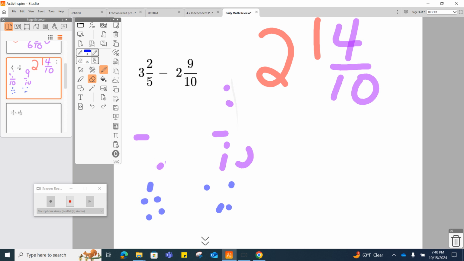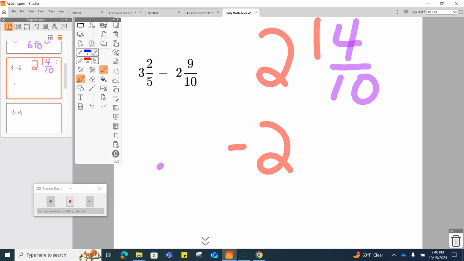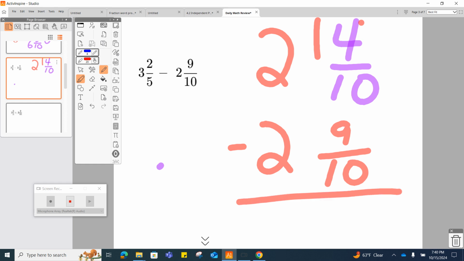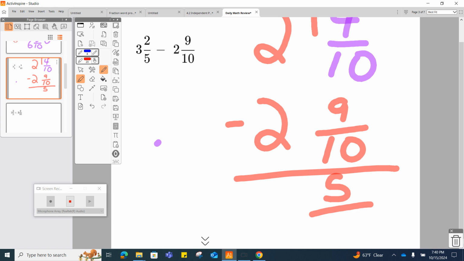So I don't know if you can remember what I have there. I actually have 2 14/10, and from it I'm going to subtract 2 9/10. So 14 minus 9 is 5/10, and 2 minus 2 is nothing, that's a 0. So my answer is 5/10.